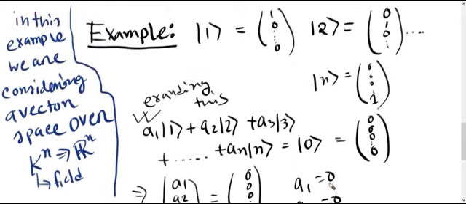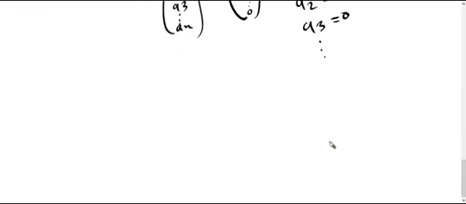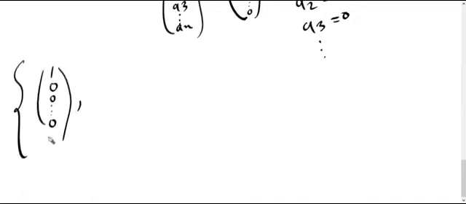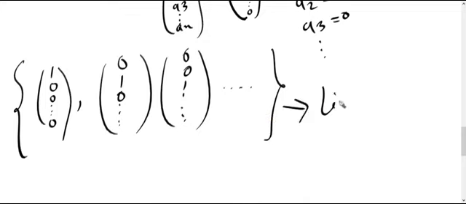That is, all the coefficients are 0, and as a result we can say that these vectors, 1 0 0 ... 0, then 0 1 0 0 ..., and so on, as a set, are linearly independent.